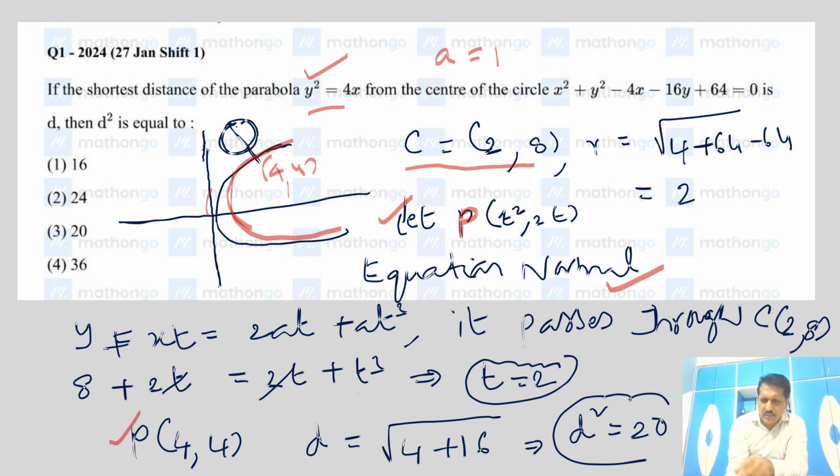So here it is not the minimum distance actually. This is the distance from the center to the point on the parabola, so obviously D is root over 20. Therefore D square is equal to 20. You can understand here, I thought of minimum distance, but here D square is given by 20.